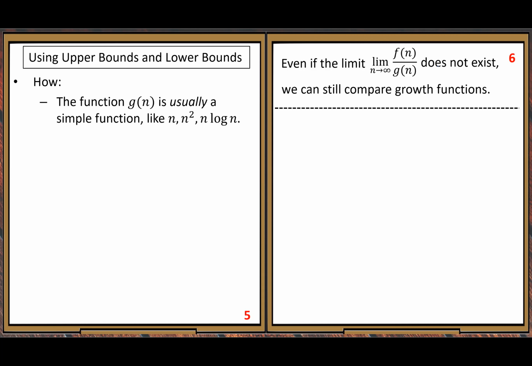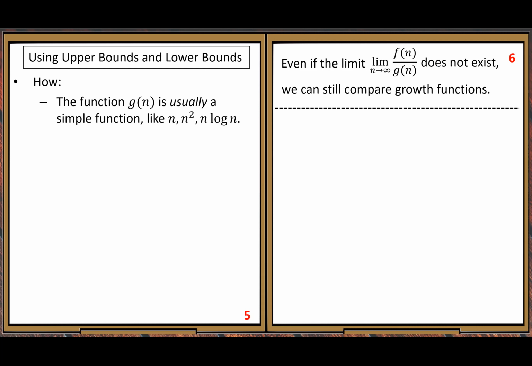The function g of n is usually a simple function. Yeah, g of n, growth function. Remember, how do we get growth function? We try to make it as simple as possible, right? We take the dominant term, then we remove the constant, or we just use the leading coefficient at 1. We try to simplify it as much as we can. So like n squared, n log n. So that's our typical growth function.